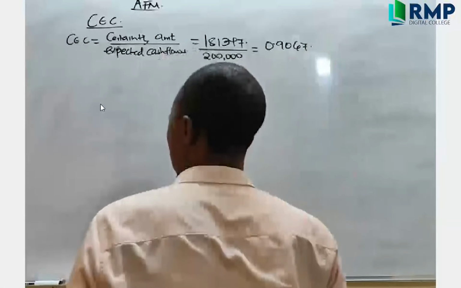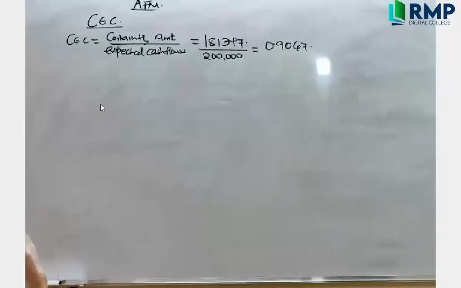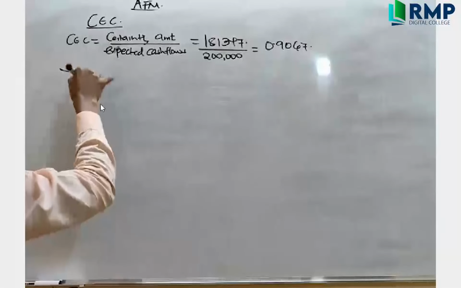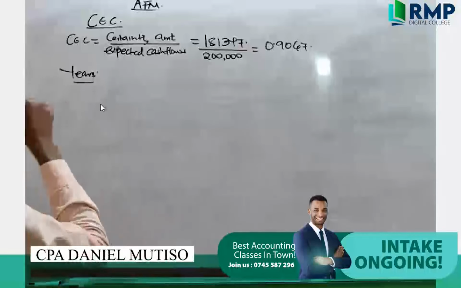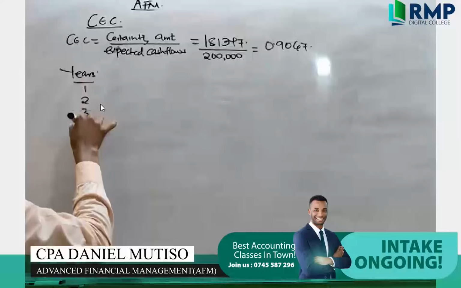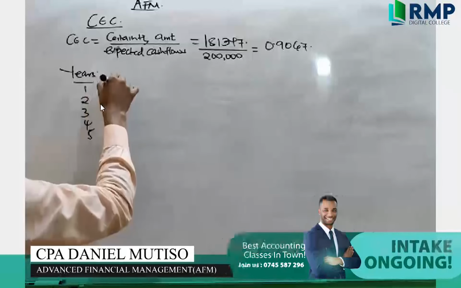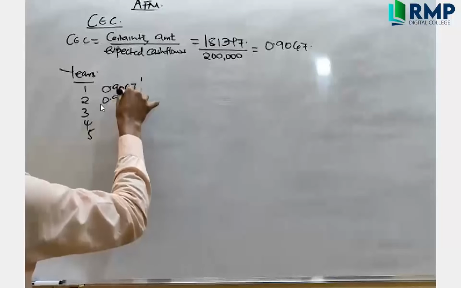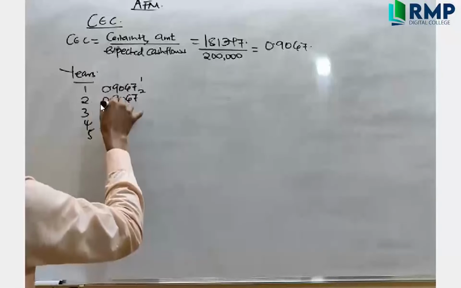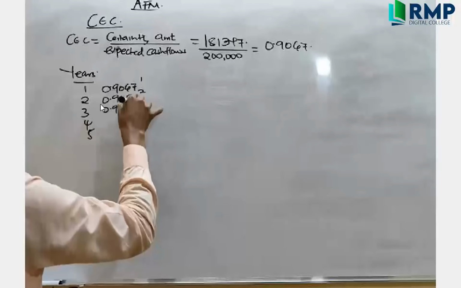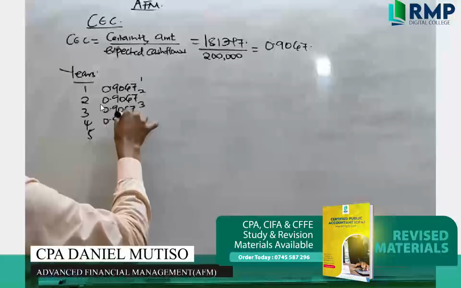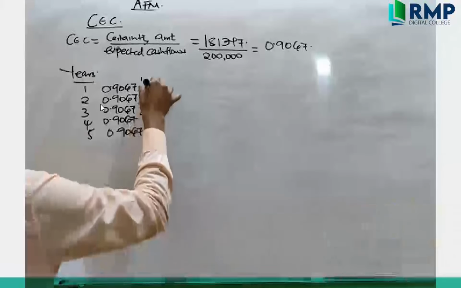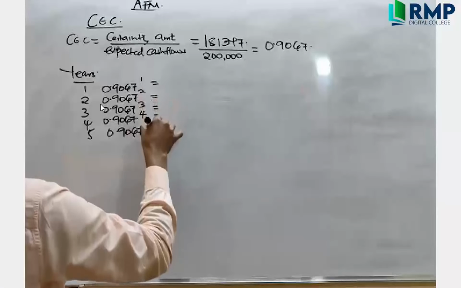0.9067. And because you are dealing with different years, let us do our compounding here. So we have year 1 to 5. What will be the discount factors for these years? The same amount, 0.9067, raised to 1, 0.9067 raised to 2, 0.9067 raised to 3, 0.9067 raised to 4, 0.9067 raised to 5. How much are you getting here?